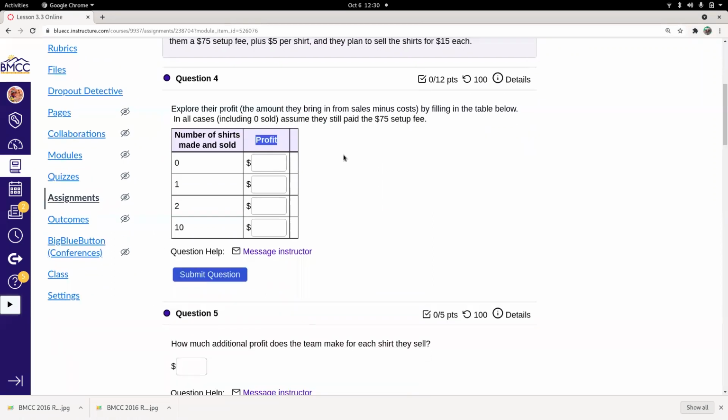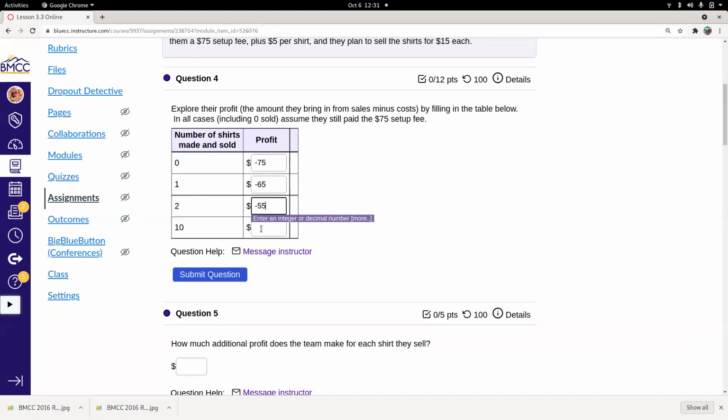All right, so we need to then figure out 0. Well, that's pretty obvious. I'm going to lose $75. And for one shirt, well, I figured out I'm making $10 per shirt overall. So that means I was down 75, I sold one shirt. That means I made $10. So now I'm only down 65 total. And if I sell another shirt, I'm up $10 again. So now I'm only down $55, right?